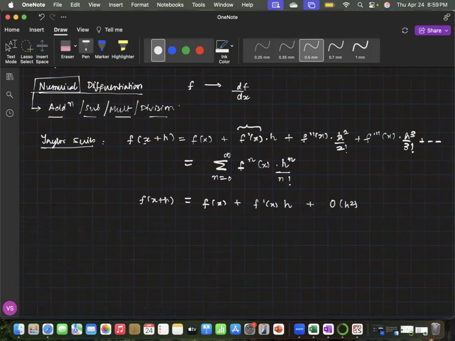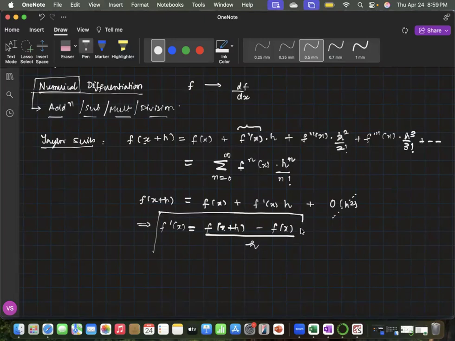So if we do something of this kind, and we say that, let's say, h is very, very small, we can neglect all of these terms. So we'll neglect all the terms of order h squared. And from this simplification, you get f'(x) equals f(x + h) minus f(x) upon h, right? So this is how you numerically evaluate a derivative, right?